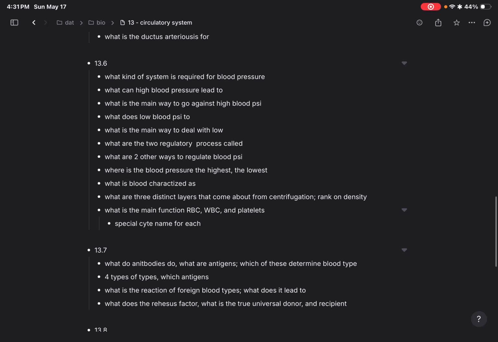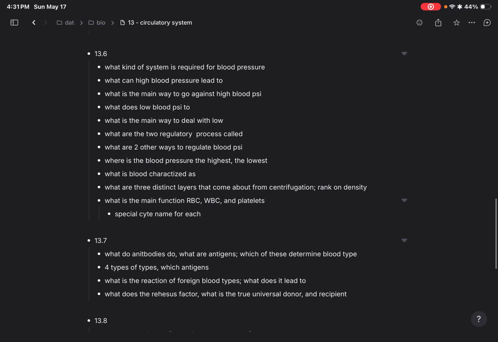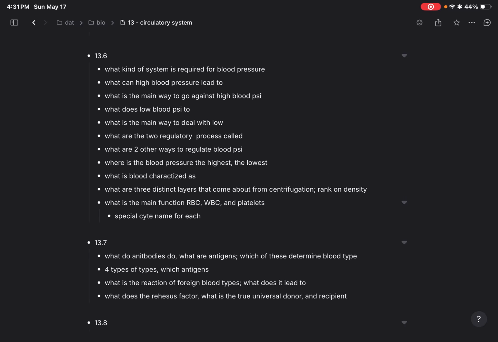Okay. So what kind of system is required for blood pressure? A closed circulatory system is required for blood pressure. If you just have blood flowing around, you can't have blood pressure, otherwise you're going to burst. So you have to have veins and stuff like that to make it have blood pressure.